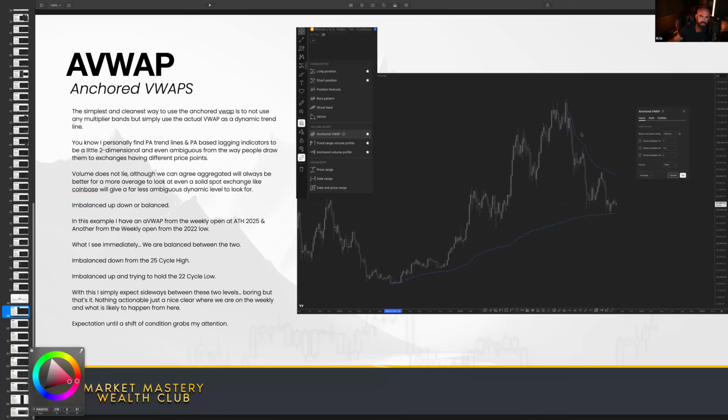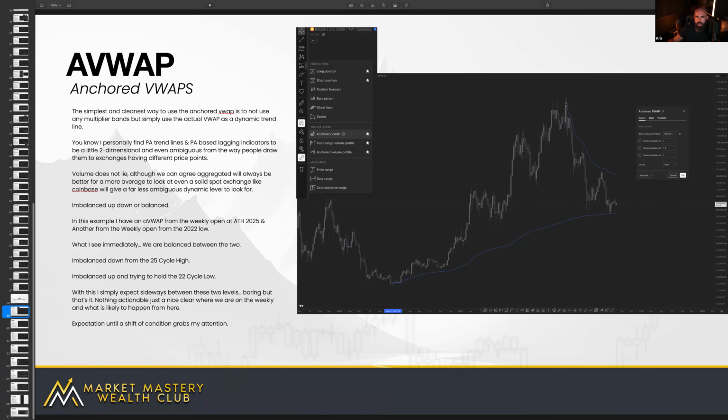So this blue line here, imbalanced down. This line through here, we're imbalanced up. So what does that mean? Rotational between the two. That's pretty much it. So imbalanced up, imbalanced down. In this example, I have a VWAP from the weekly open of the all-time high 2025, which is this weekly. I said open, but yeah, I have.